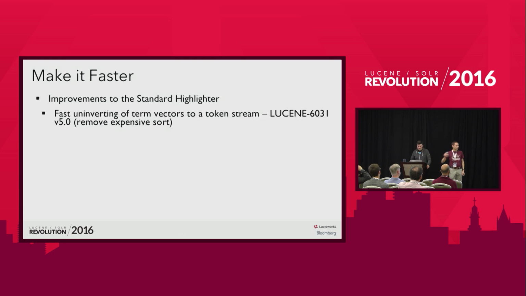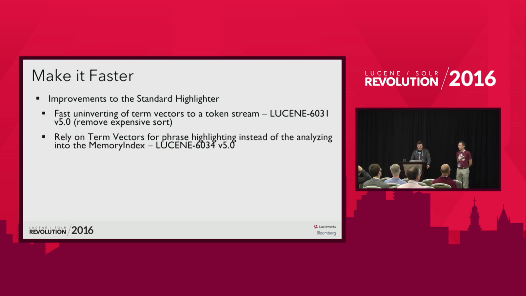We did some improvements to the standard highlighter. The first thing we did was we introduced fast uninverting of term vectors. The token stream really was just removing an expensive sort. That's also in Lucene. You can see that in 6301. We added support in the standard highlighter to depend on term vectors for phrase highlighting. It wasn't doing that previously. You can see that in 6034. But it still wasn't fast enough, and we're talking multiples. So again, you'll see the benchmarks, but it definitely wasn't where we needed it.